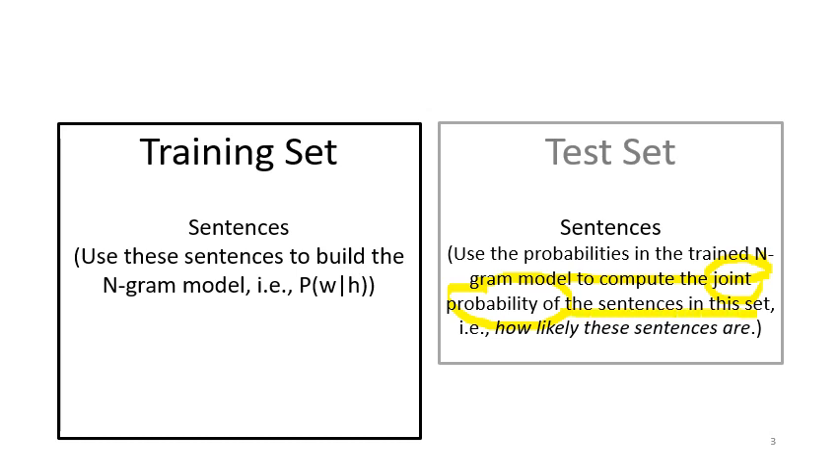It means that you are going to measure how likely these sentences are. Of course, the higher the better, because these sentences are actual sentences, sentences that really exist. So of course, their probability must be high because they are actual sentences. So if you're comparing two n-gram models, the better model should give the higher joint probability for the sentences in the test set.